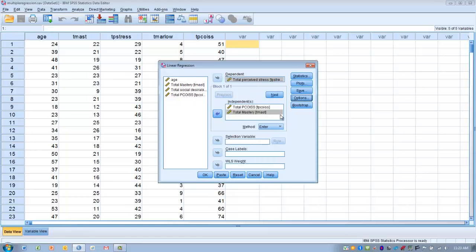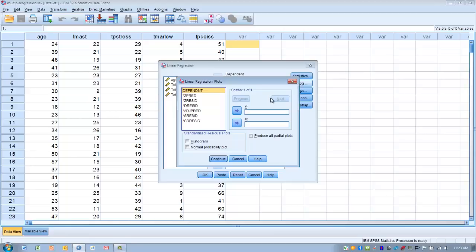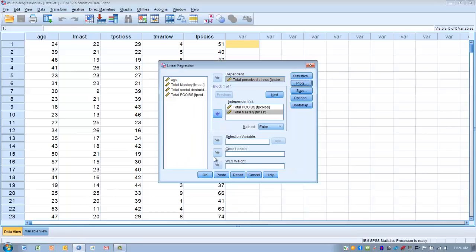And we're going to click on the Plots button. Okay, and we want to move the variable that's labeled as star ZRESID into the Y box, and then the variable that's labeled star ZPRED, the one just above it, into the X box. Okay. Now in the section that's labeled standardized residual plots, we tick the normal probability plot, click on Continue.